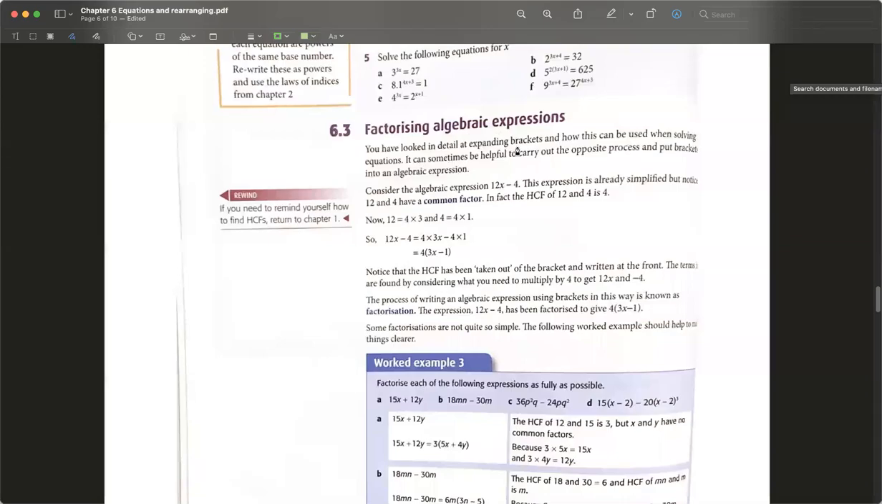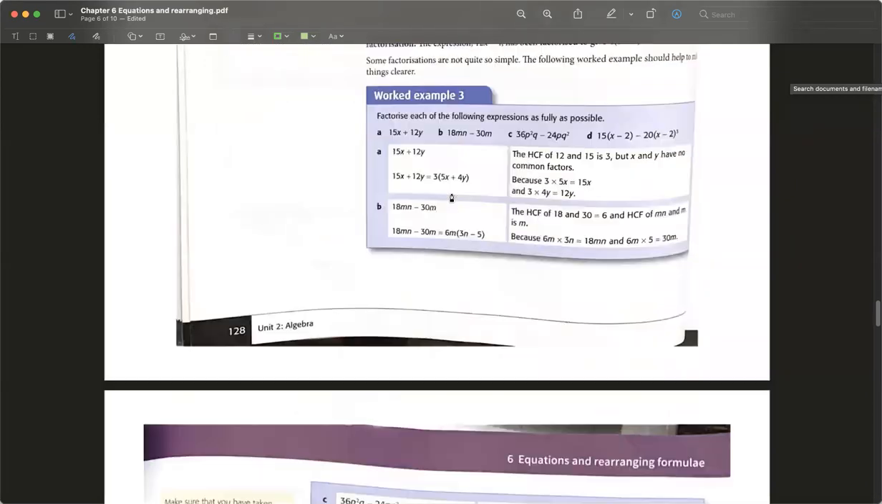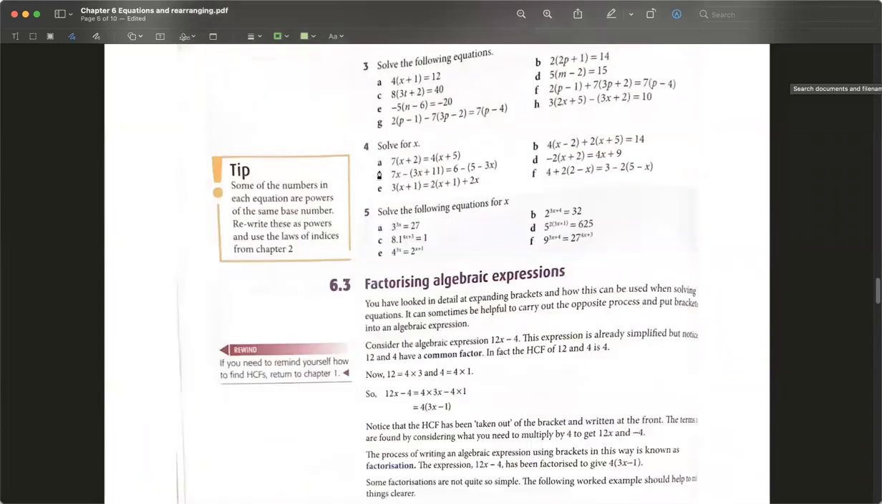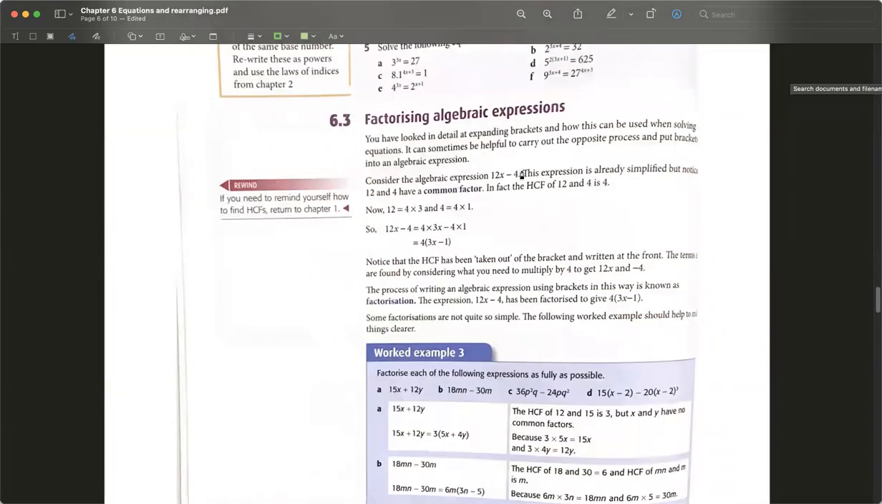So factorizing algebraic expressions, this is for 6.3. What we need to do now is simplify. Just now we learned how to expand, now we need to learn how to simplify. In order to simplify, we need something called a common factor. It means that both terms can be divided by that number or that unknown.